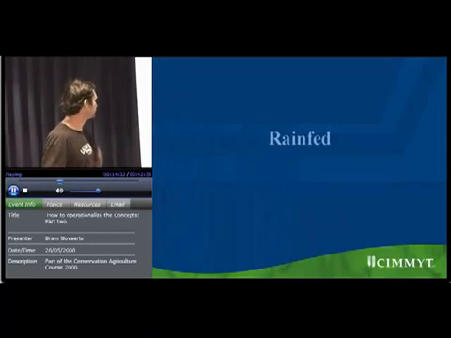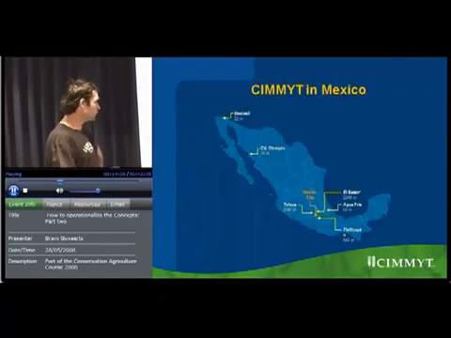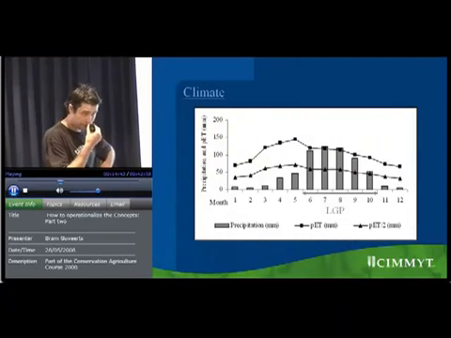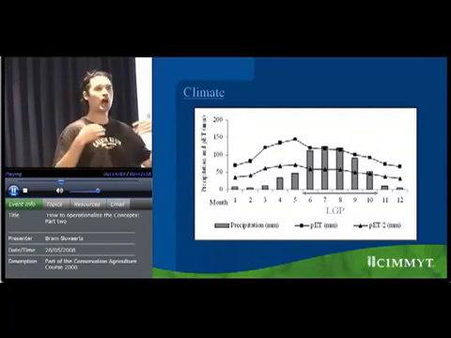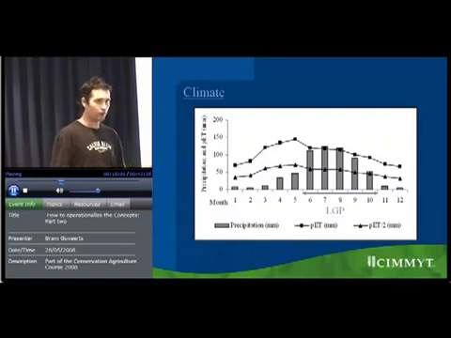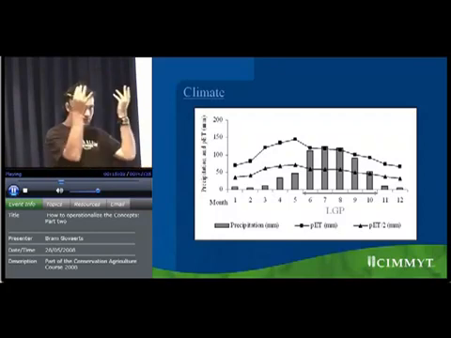Now rainfed. For rainfed, we do research in Toluca and in El Batan. You are here in El Batan. This is the climate for El Batan. The rain period starts in June and ends at the end of October, with 550 millimeters of rain on average. But look at this: potential evapotranspiration is almost all the time higher than the rainfall. So if the rain comes, it goes back into the air.